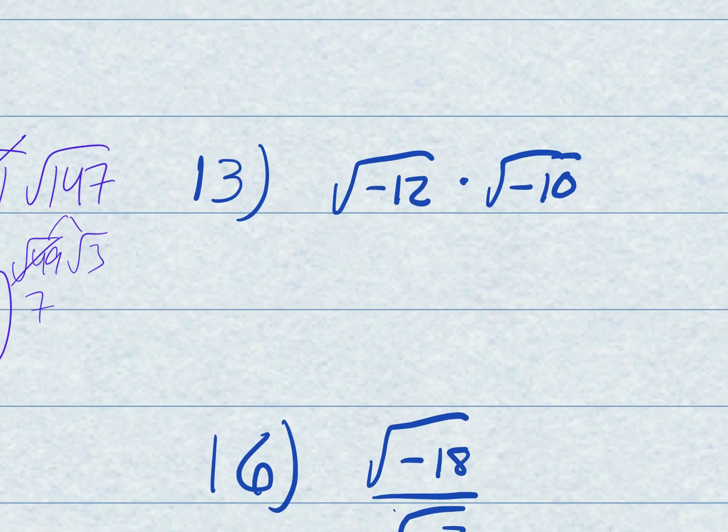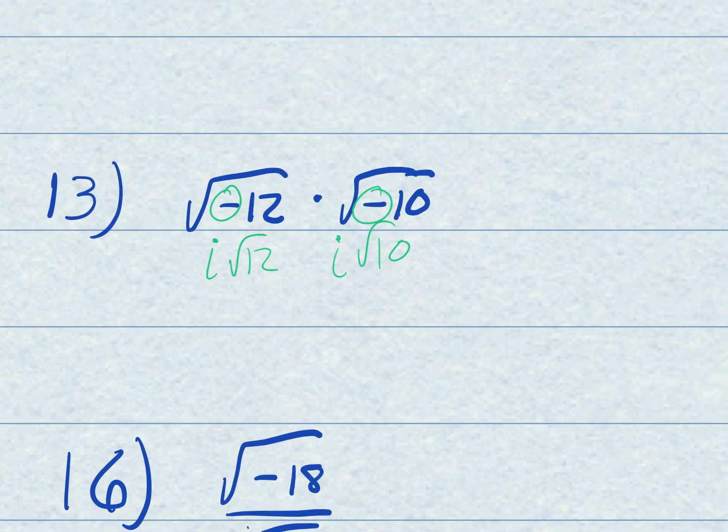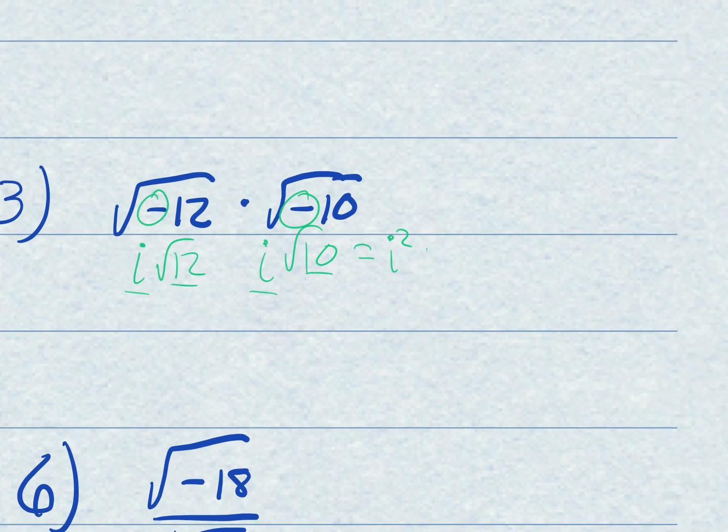All right, next one. Now we're multiplying. With these, you want to take out the i's first. So if there's a negative under the radical, take it out. So we get i square root of 12. Same thing here, take out that i square root of 10. Now let's simplify. i times i is going to get you an i squared. And then 12 times 10, both under the radical, you can write as the square root of 120. And then i squared is going to make our entire answer negative.